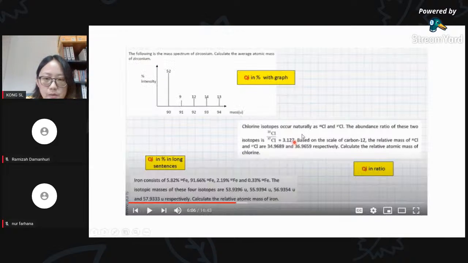Okay, so this is the video. I will show this one in graph, this one in ratio, and this one in percentage, and then I will explain one by one.